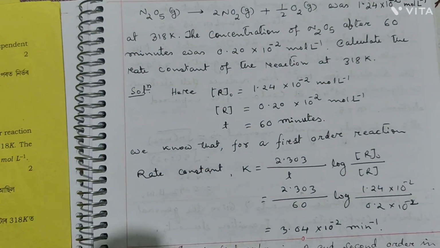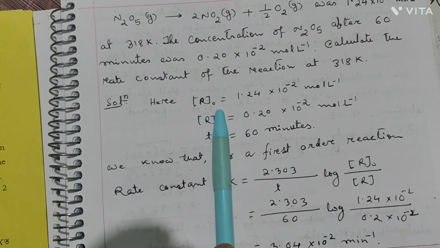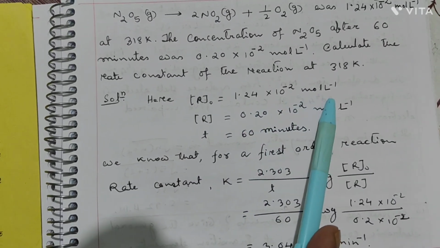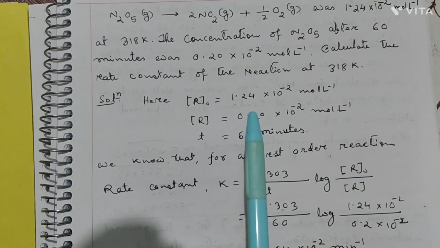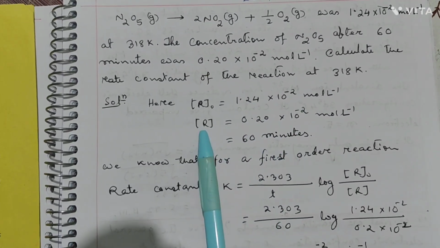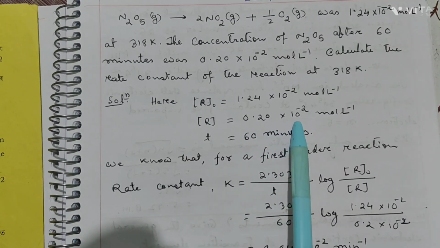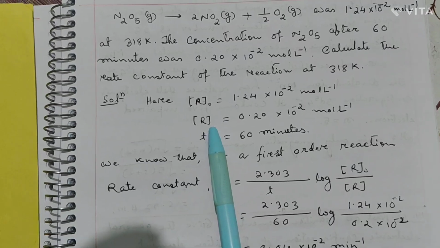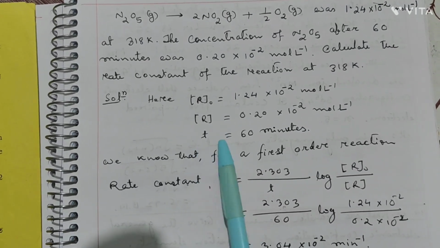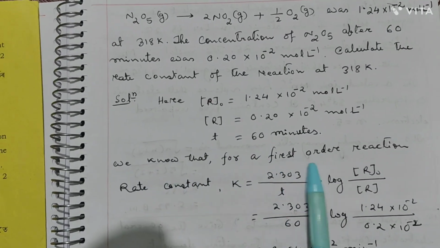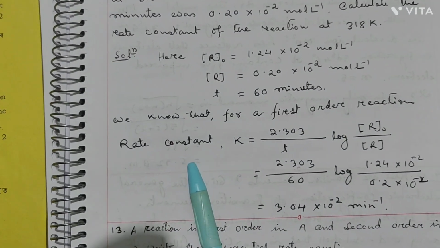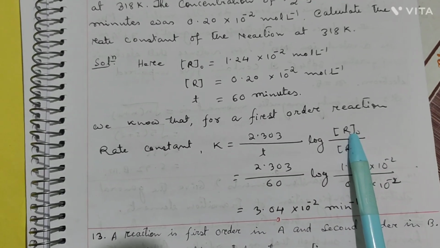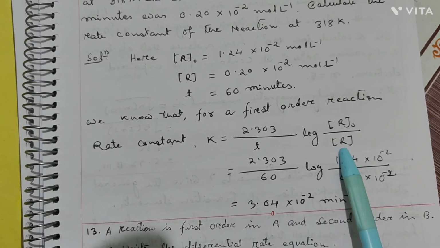Now, this is the answer. Here, the initial concentration is given as 1.24 into 10 to the power minus 2 mole per liter. And after 60 minutes, the concentration is given as 0.20 into 10 to the power minus 2. This is the concentration of R, that is, the concentration of the reactant after time t. And time is 60 minutes. We know that for a first-order reaction, rate constant k = 2.303/t log initial concentration divided by concentration at time t.